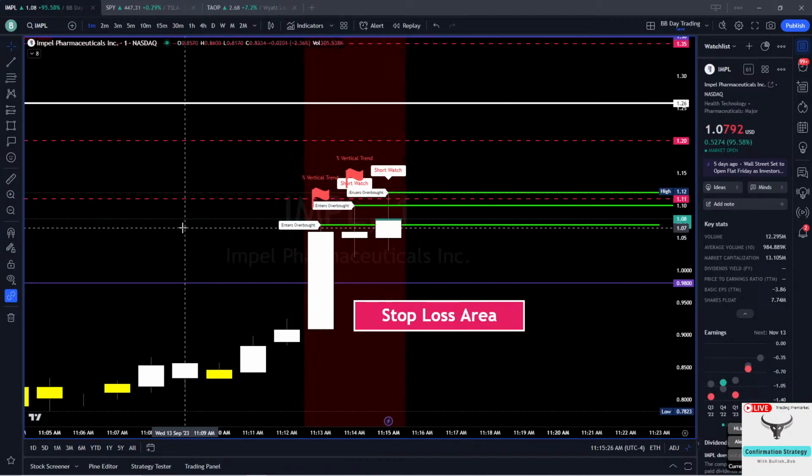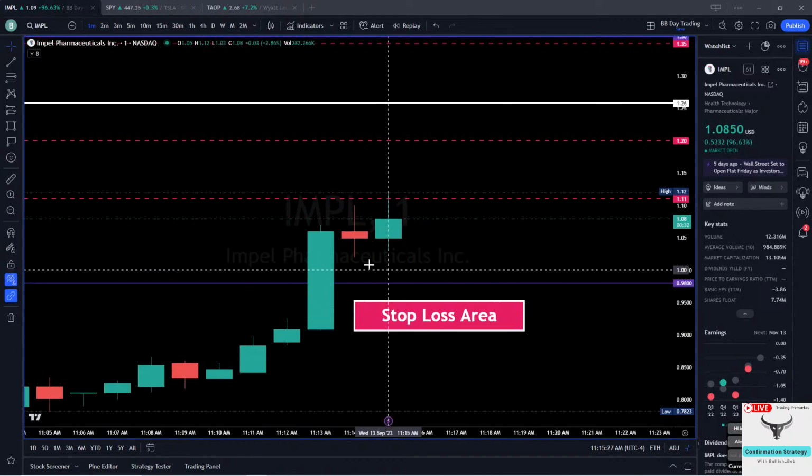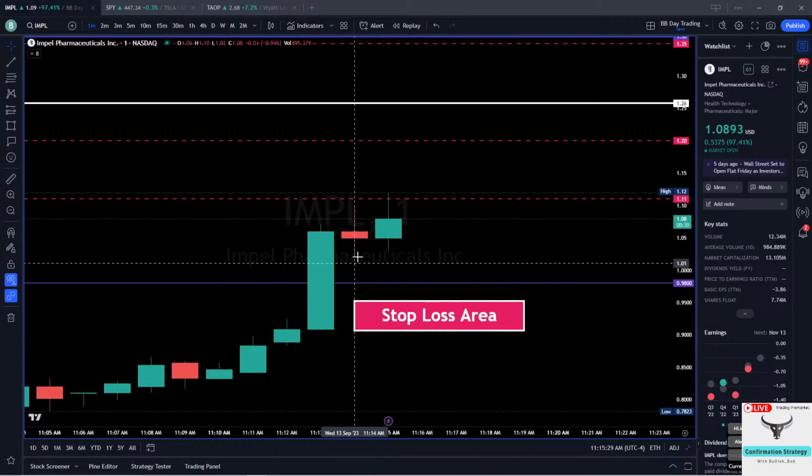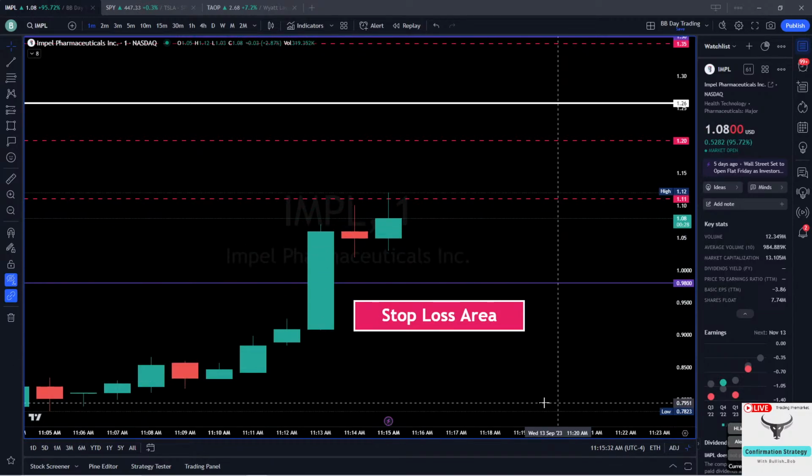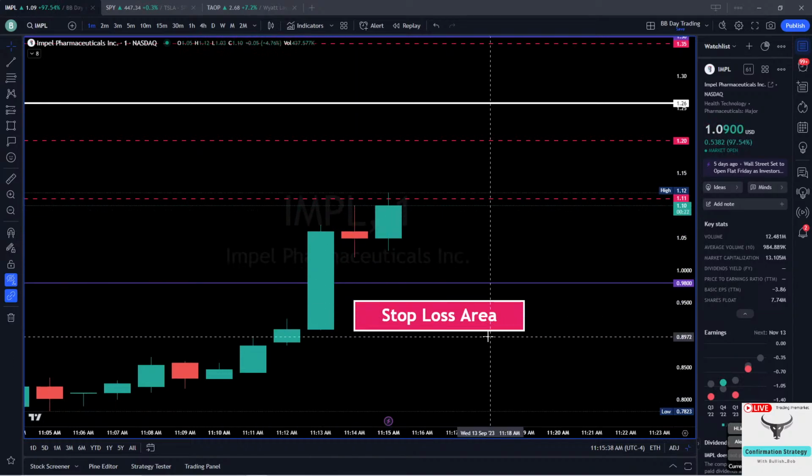There's your target. Look at that. Turn this off. And guess what we just did? Closed above our key level, held, and hit our target. Look at that, guys. Does it get any better than that? That's a systematic approach. That's it.